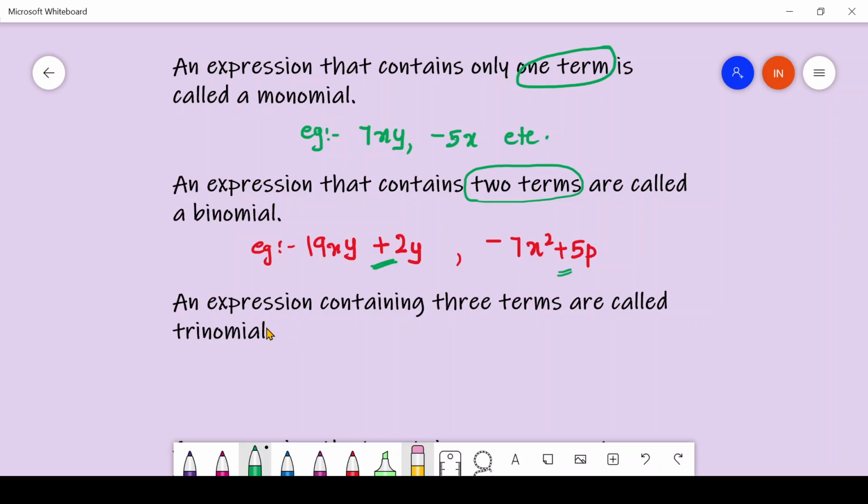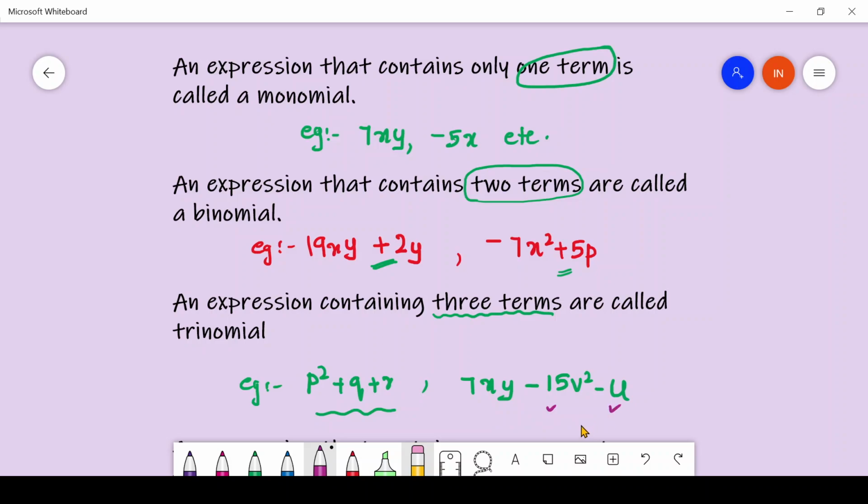So let us see what a trinomial is. Tri means there will be 3, right? So let us see the example. P square plus Q plus R. Another example, 7xy minus 15v square minus u. You can see in this there are 3 terms. Here it is separated with all positive signs. For the second case, the second term is negative and the third is also negative. So it is separated with a positive or a negative sign.